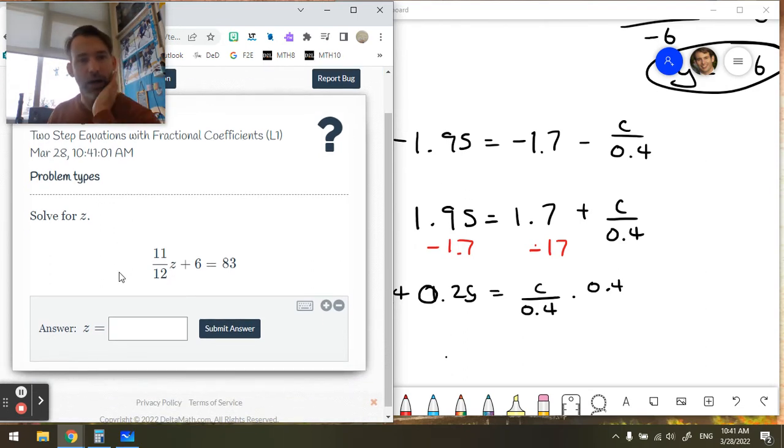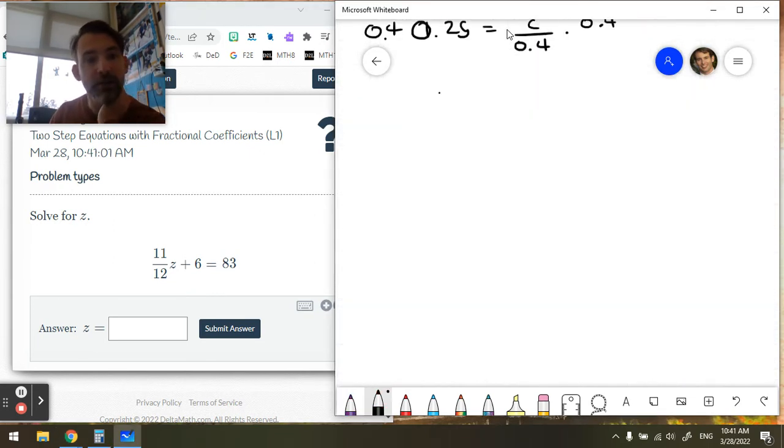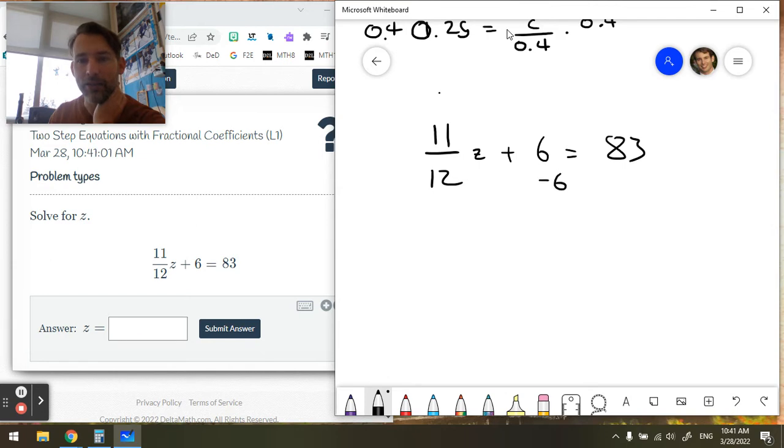All right, so here, this is the same, but now we have to do it with fractions. Here, 11 over 12z, let's do that so it doesn't look like a 2, plus 6 equals 83. Subtract 6 from both sides because it's annoying that I'm adding 6 to my variable here. So then I get 11 over 12z, plus 6 minus 6 is 0. 83 minus 6 will give me 77.